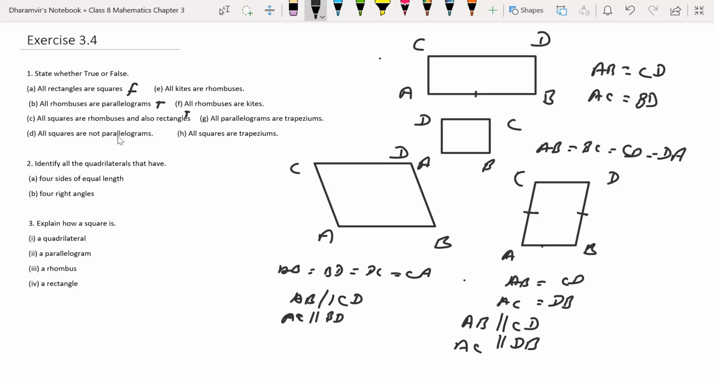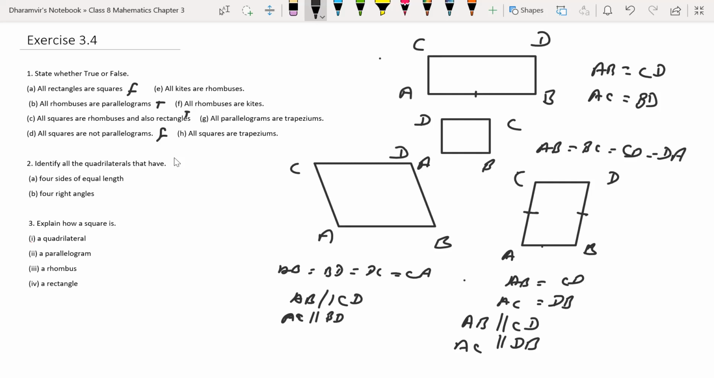A square is a parallelogram where all angles are 90 degrees and all sides are equal. Since both square and parallelogram have their opposite sides parallel, all squares are parallelograms. As I have told earlier, all squares are parallelograms, but the reverse is not true. Hence, we can say that the statement that all squares are not parallelograms is false.